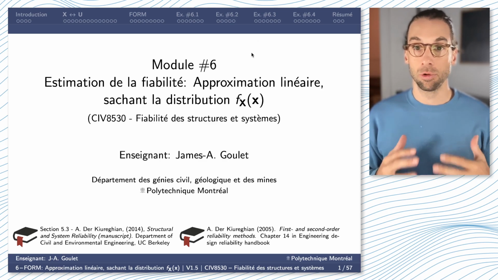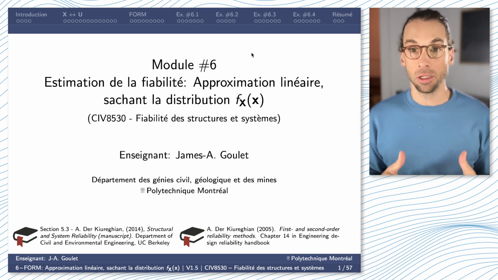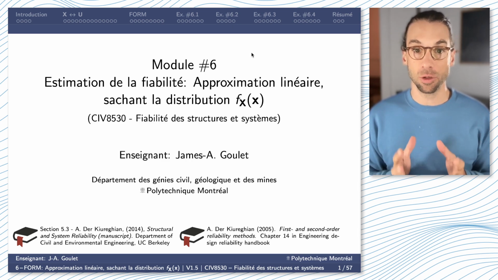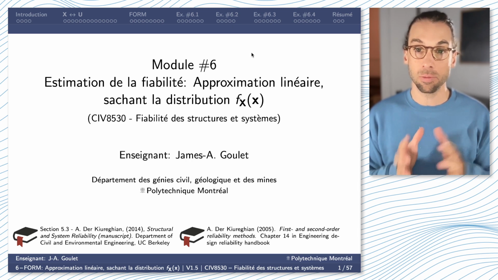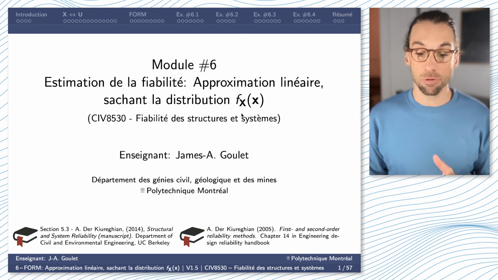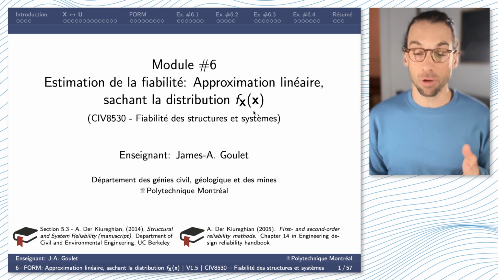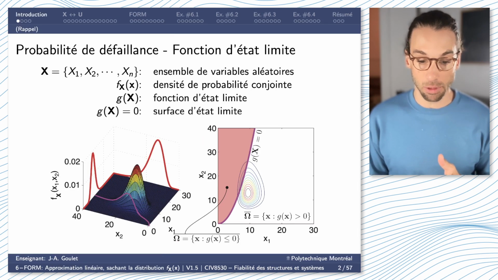In Module 6, we're going to see the FORM method, First Order Reliability Method, on how to estimate the failure probability using a linear approximation of the limit state function and knowing the full joint distribution, f of x, the PDF for the random variables involved in my reliability problem.